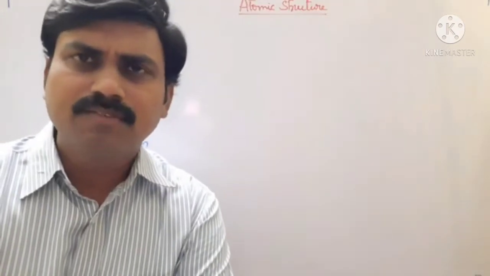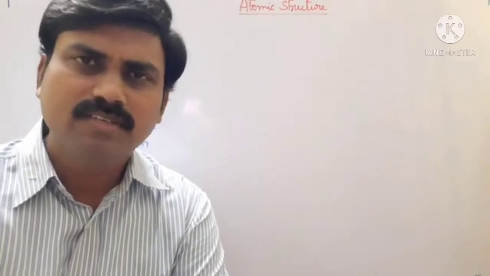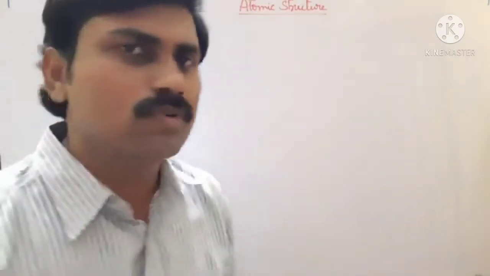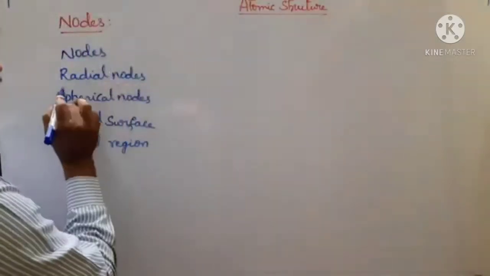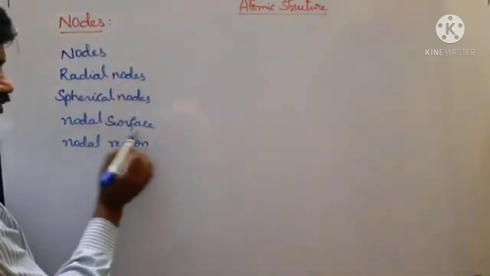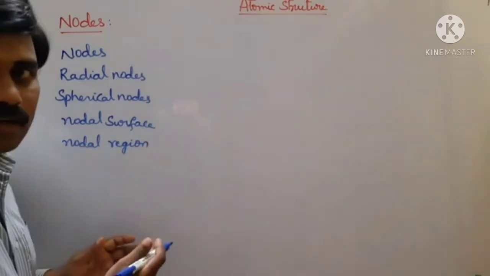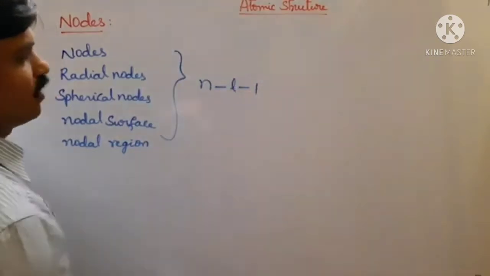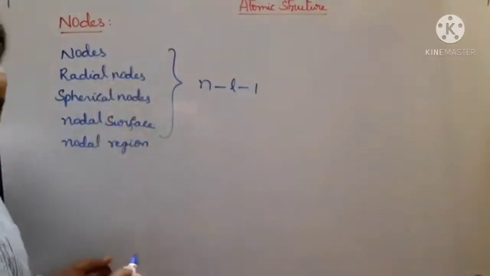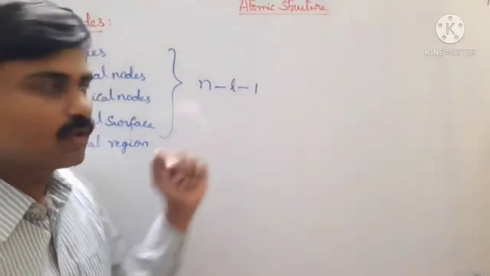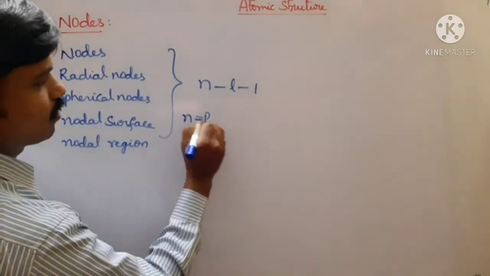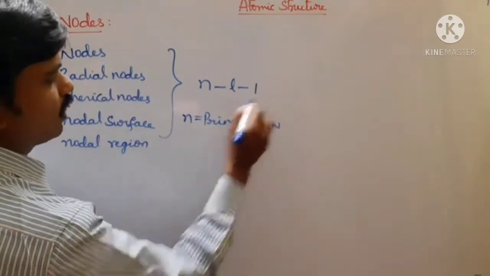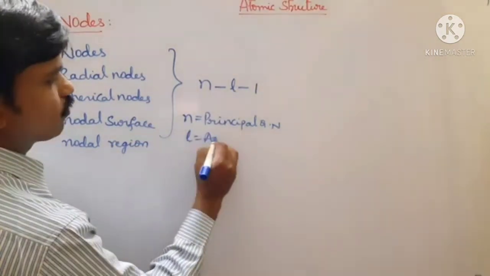Next one, nodes. Nodes means it is a region where the probability of finding an electron density is 0. It is called node, and other names are there. For calculating nodes, look at the board: nodes, radial nodes, spherical nodes, nodal surface and nodal region. For calculating all these, we will take the formula n minus L minus 1, where n is principal quantum number and L is azimuthal quantum number.